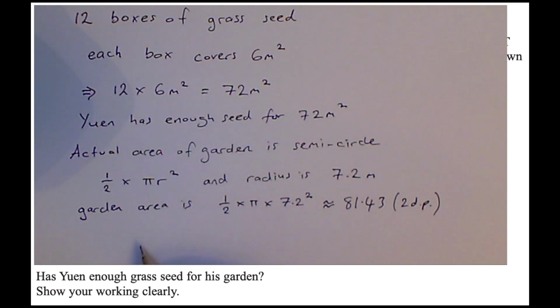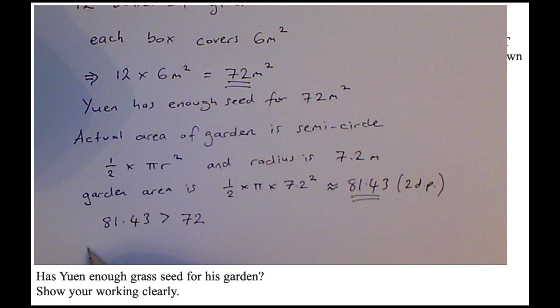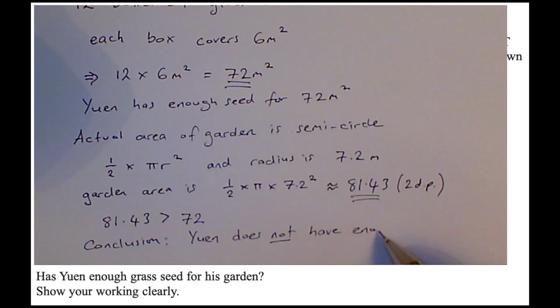So you can see that 81.43, the actual garden area, is bigger than the 72 meters squared that he can cover with his 12 boxes of grass seed. So therefore he hasn't got enough. He needs to buy another box. And we have to write that conclusion for the examiner, so I recommend that you do the same. Write down the conclusion: Ewan does not have enough grass seed to cover his lawn. And there we have it.